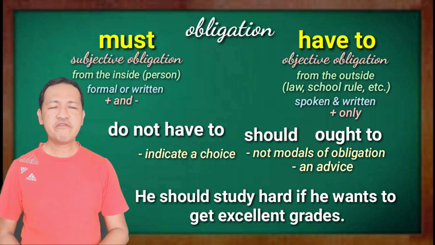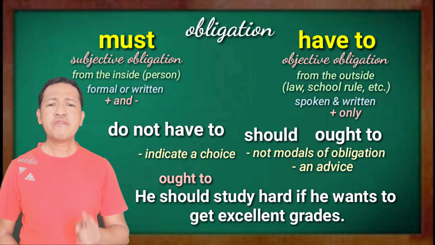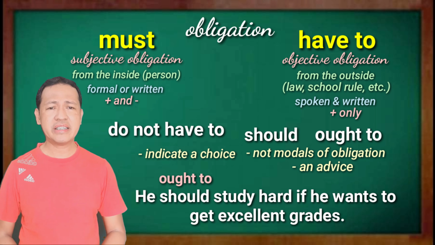He should study hard if he wants to get excellent grades. He ought to study hard if he wants to get excellent grades. I don't think he needs to study hard if he doesn't like studying hard. I only give him an advice. He has a choice if he wants to study hard or not. You should or you ought to means the person has a choice. I'm only giving an opinion or an advice. Again, you can't use should and ought to talk about obligations.